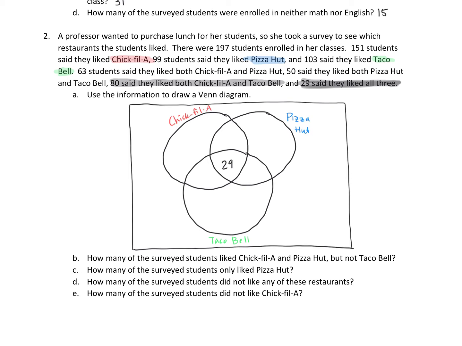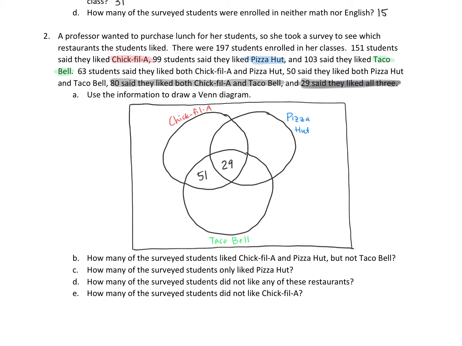You can see that 29 is already in one of the pieces. So to find what's left for the other piece that's shaded in gray, you simply subtract the total minus whatever's already in there. So that would be 51. So 51 is going to go in that spot. So again, 51 plus 29 is that 80. And that's how many students like both Chick-fil-A and Taco Bell.